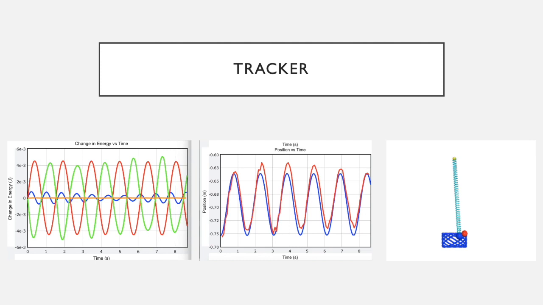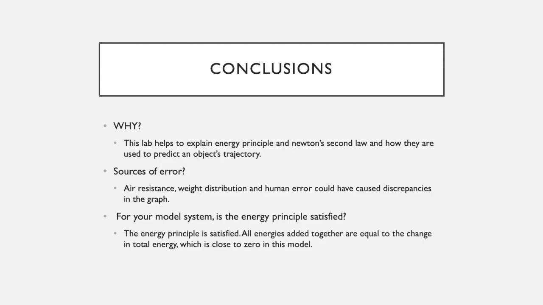In the change in energy versus time graph, the kinetic energy is shown as the blue curve, the gravitational energy is shown as the red curve, the spring potential energy is shown as the green curve, and the total energy is the orange line. As supported by the energy principle and the relationship between potential and kinetic energy, the kinetic, spring, and gravitational energy, when summed, created a total energy close to zero for the entire oscillation, because as the kinetic energy increased, the potential energy decreased, and vice versa.